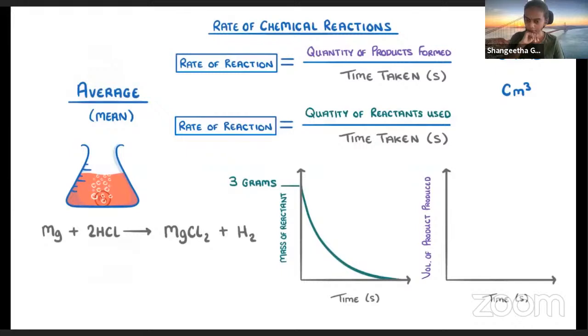Meanwhile, for our other graph, we know that at the beginning of the reaction, we have no products, so it starts at 0. However, it very quickly increases as lots of hydrogen is produced at the beginning of the reaction. Then as the reaction progresses, the graph becomes less steep and finally starts to plateau as you run out of magnesium.